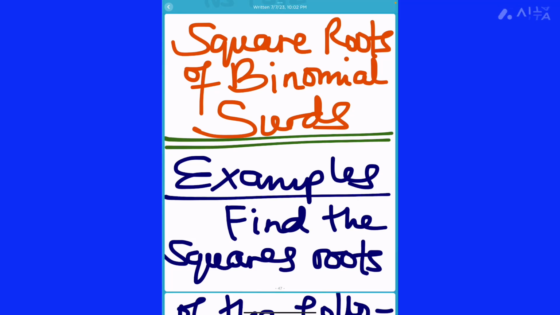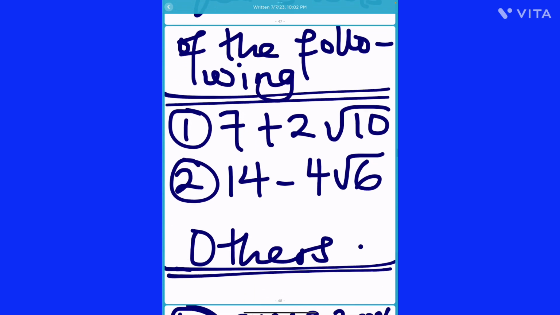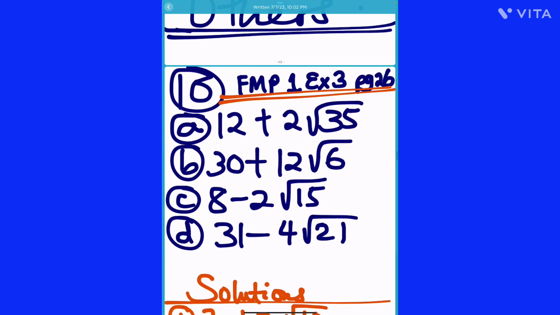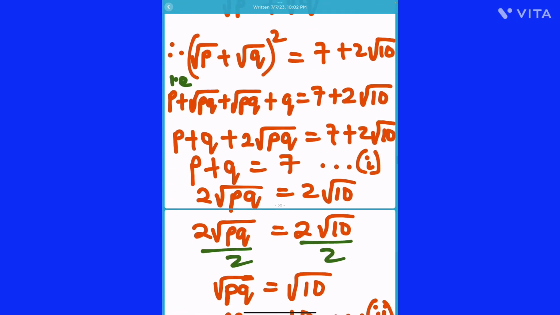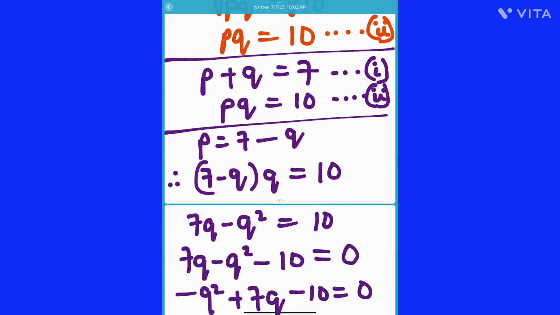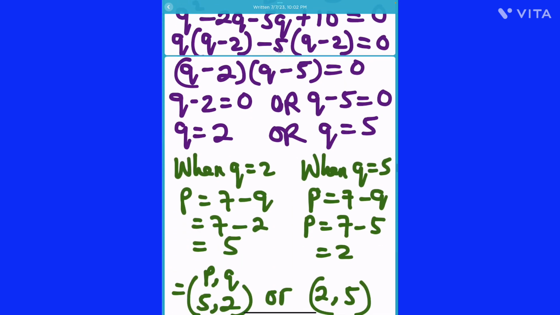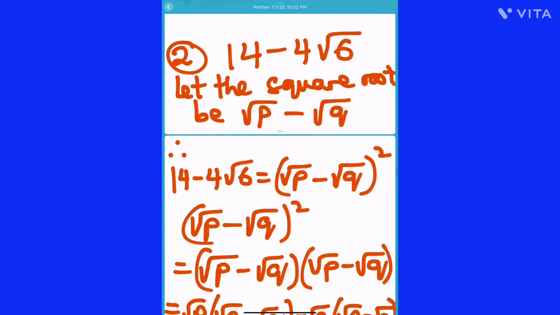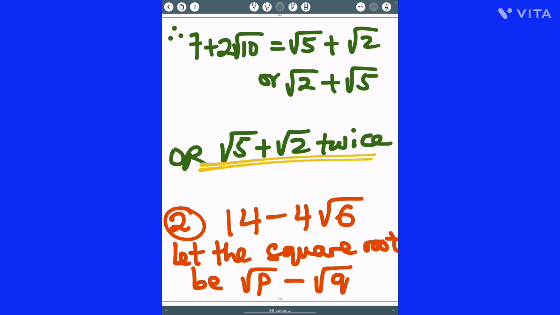Let's continue our exercises and examples on finding the square root of binomial surds. We answered question 1 here, so we'll continue from question 2. In question 2, we have to find the square root of 14 minus 4 root 6.